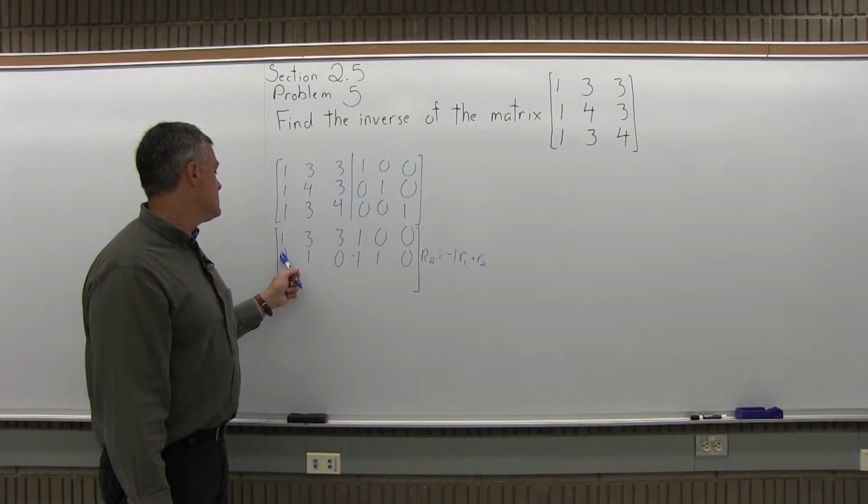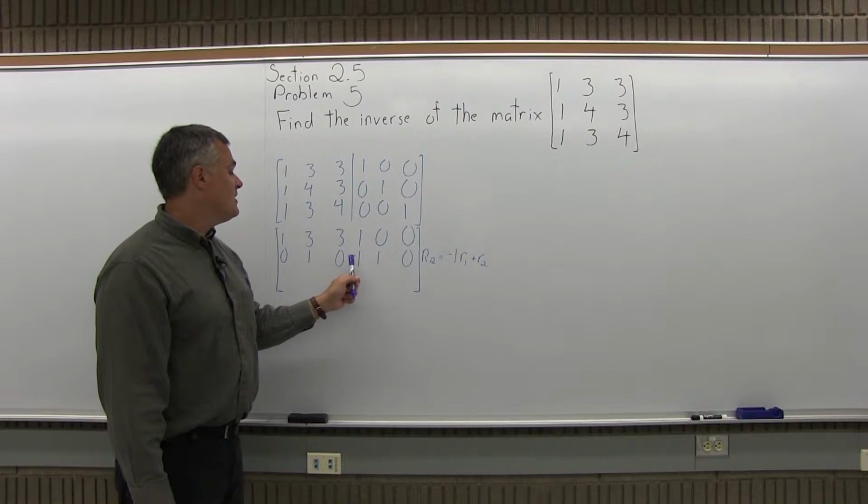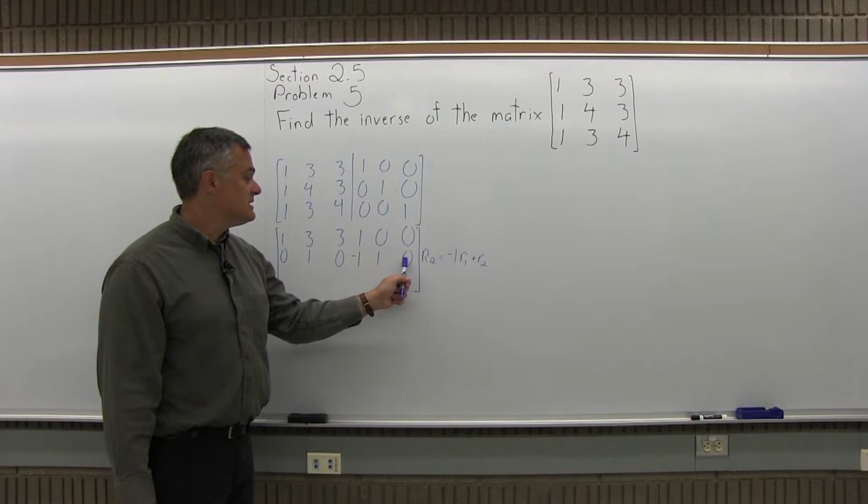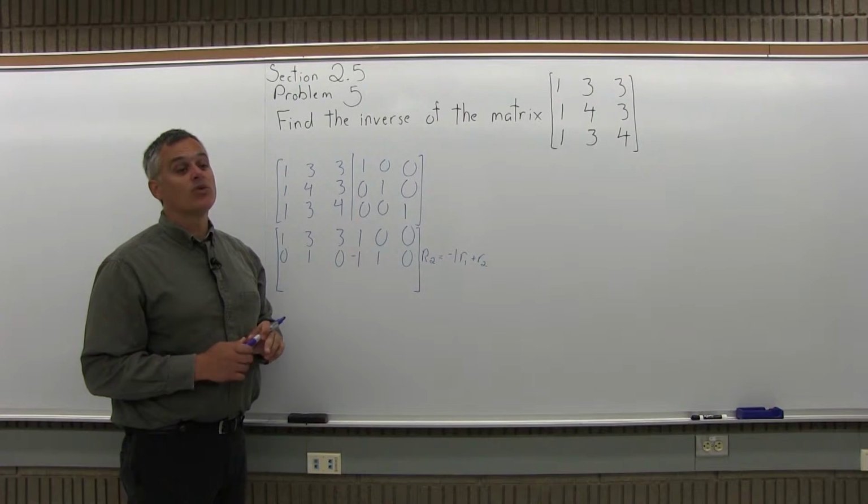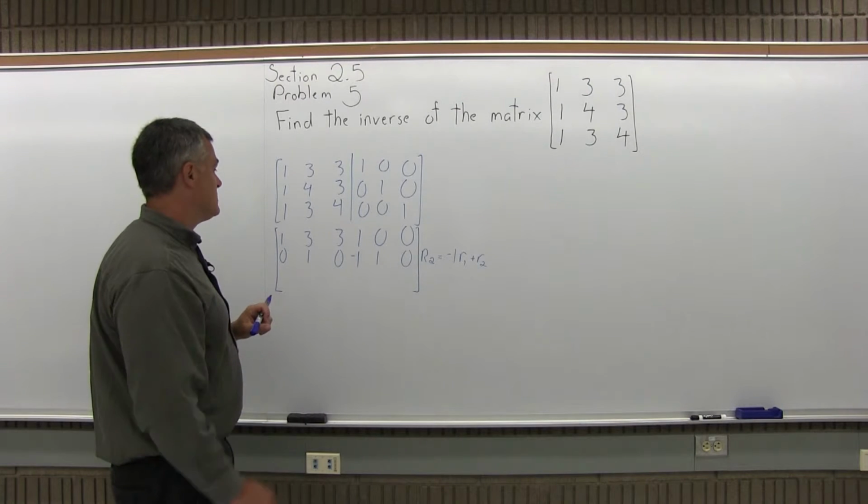So my new row 2 is 0, 1, 0, negative 1, positive 1, 0. So now I need to make a new row 3, so it'll have a 0 in its leftmost position.